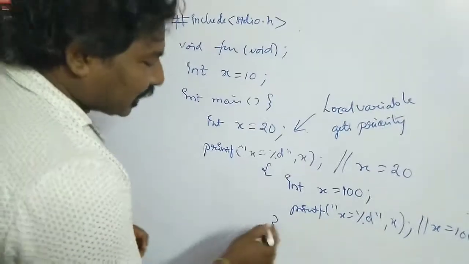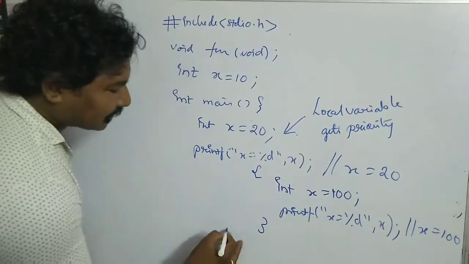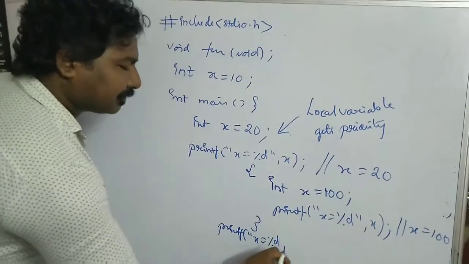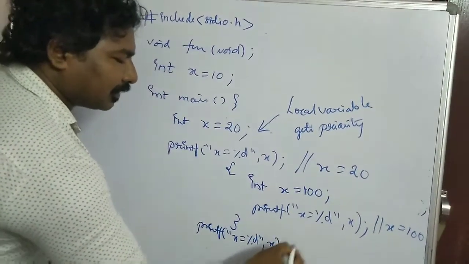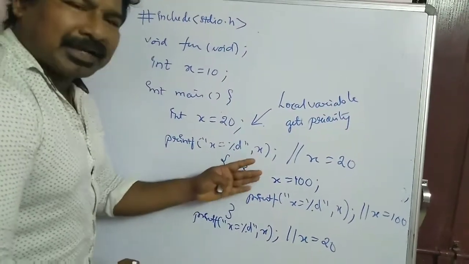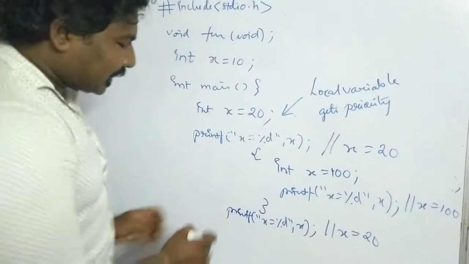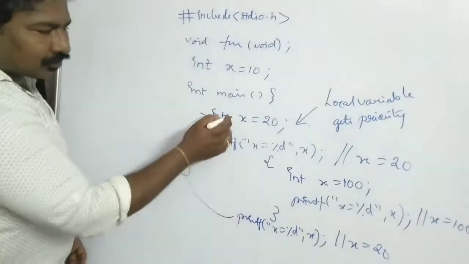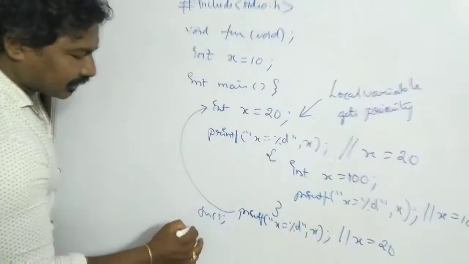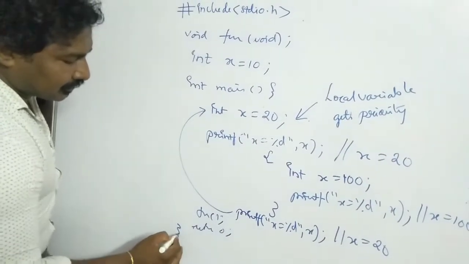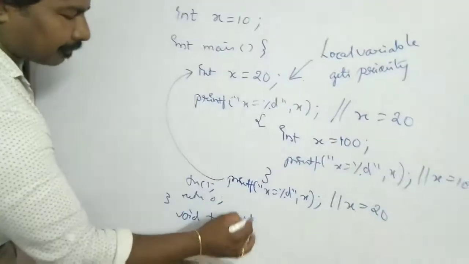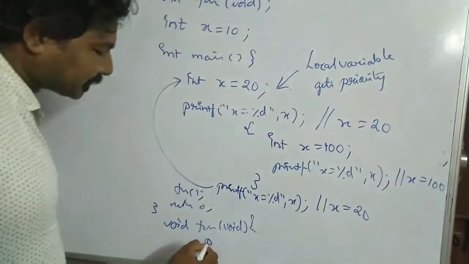Okay, after closing this particular block, if I try to print my value, printf x equals to %d, x value, this line will print me x equals to 20, because this particular x's scope and lifetime are over here, and this particular line belongs to the main block, so you get the value x equals to 20. Okay friends, so now I am calling my function fun now. Okay, return 0. Okay, so void fun void, and here again I am trying to access the value of the x.